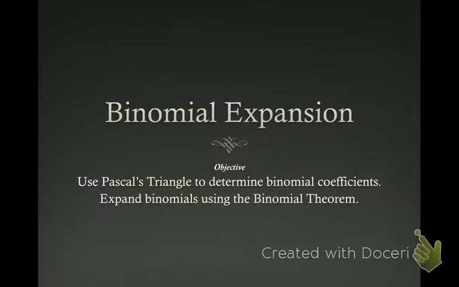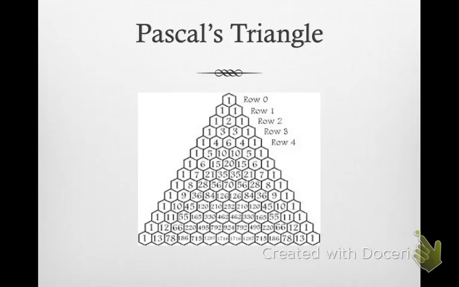Okay, binomial expansion. We're going to use Pascal's triangle. This should be a review. Just a quick reminder, I want to highlight something real quick. This is row 0, and these are all entry 0. So we start counting with 0 here.